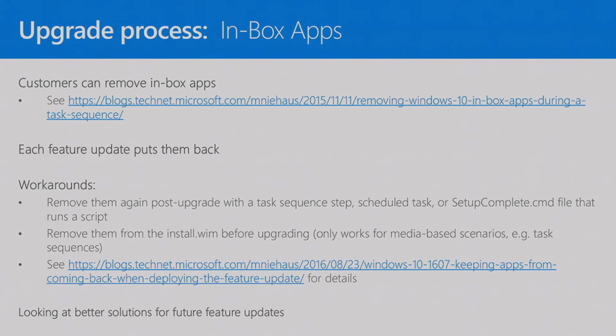Another challenge that we have been working on, and that we'll continue working on, are the inbox applications. There are some apps that are included in Windows 10 Enterprise, even in Windows 10 Pro, that organizations may not want, like the Xbox app. So it's not uncommon for an organization to remove that application. We publish documentation, scripts, blogs, etc., that explain how to remove those inbox apps, which isn't that hard to do, but the challenge right now is that when you install the next feature update, they come back again.